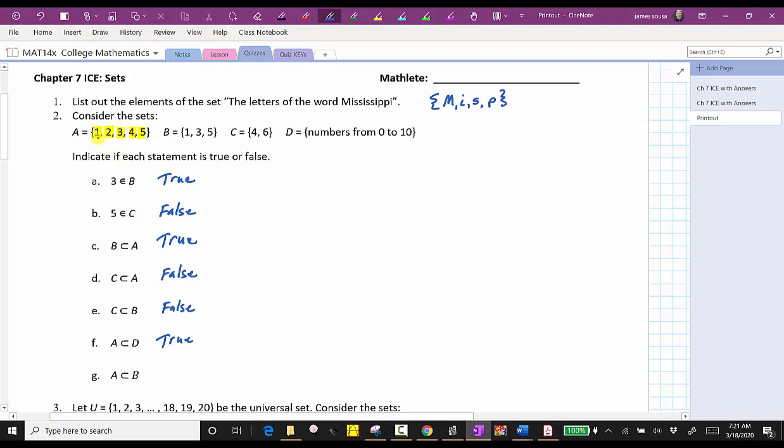And then finally, A is a proper subset of B. Well, A contains the elements 1, 2, 3, 4, 5. Notice all these elements are not in B, and therefore it's false. A is not a proper subset of B.